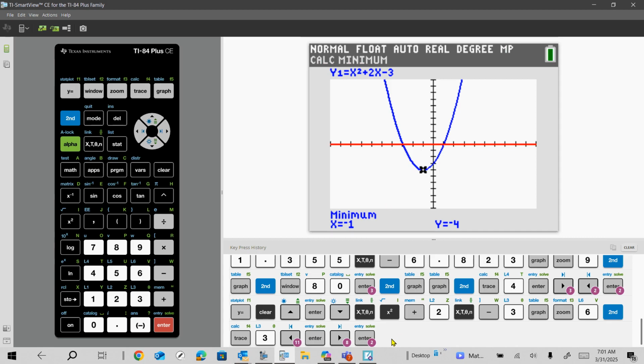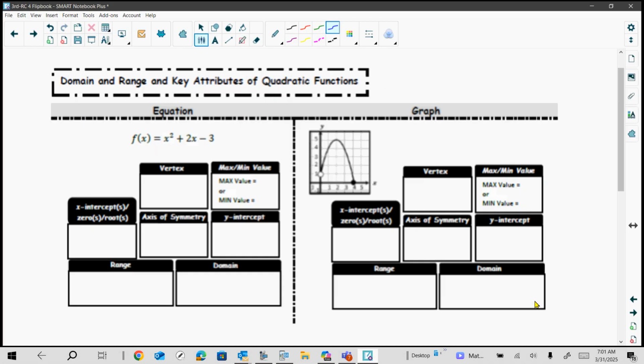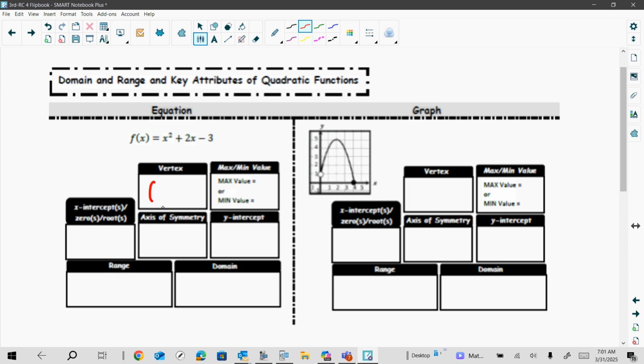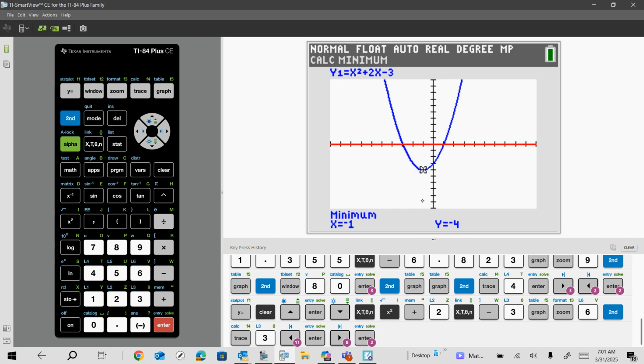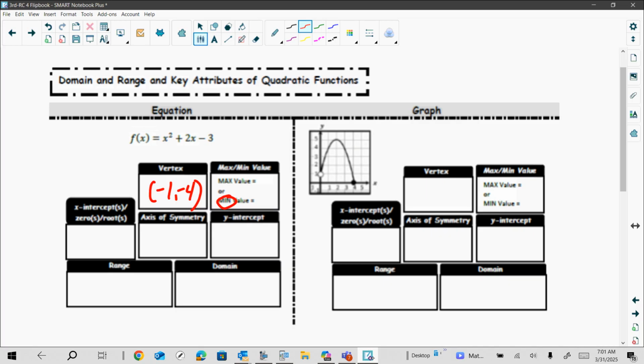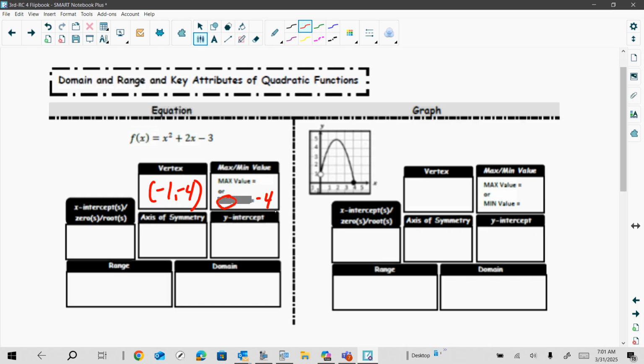This helps us with our other parts in our box here. So this is the point right here, -1, -4. This had a minimum value. The minimum value is the y value. Like if I look at my graph, it's asking how low does it go? It goes right here at -4. So this equals -4.